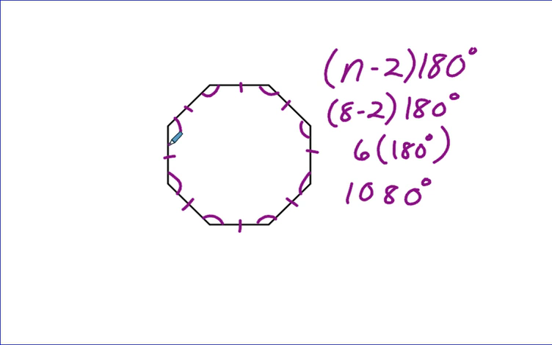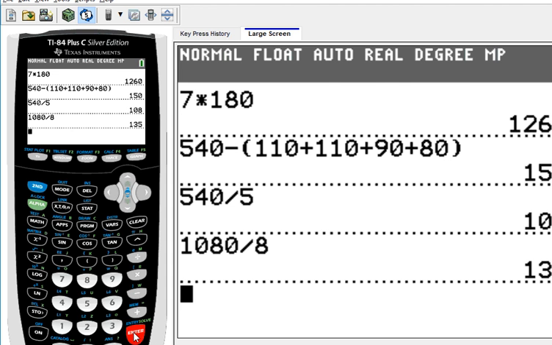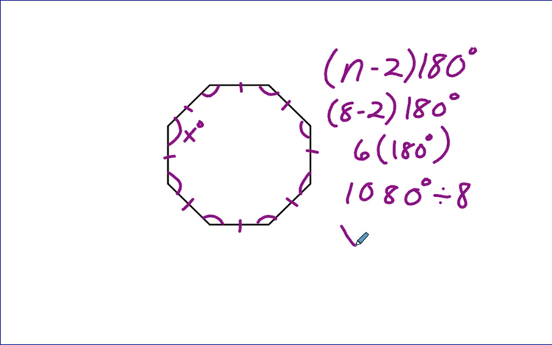Now, if I wanted to know just one of them, if I wanted to know just what x is, then I would take that sum and divide it by the number of sides. So 1,080 divided by 8. I get 135 degrees. So x, in this case, each of these angles inside a regular octagon is going to be 135 degrees. And that's how you would relate that formula back to regular polygons.